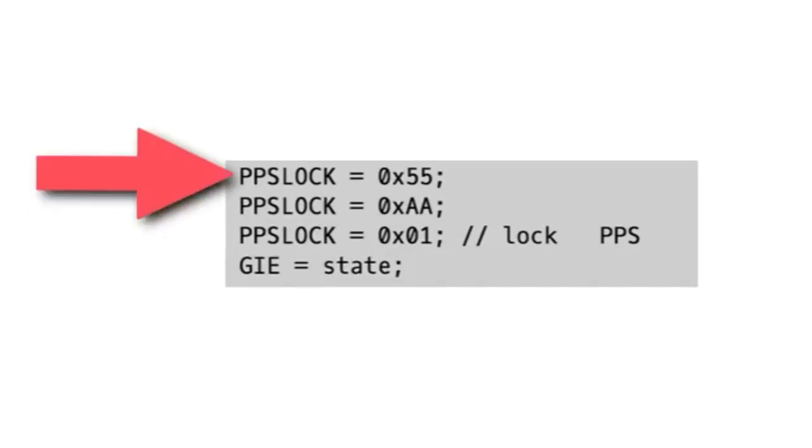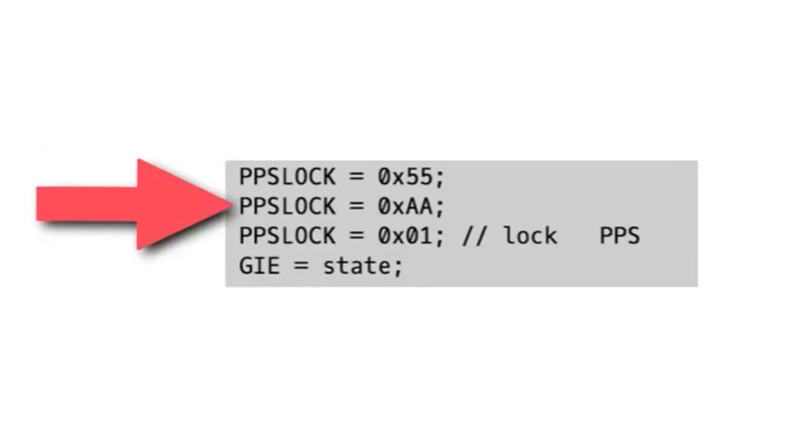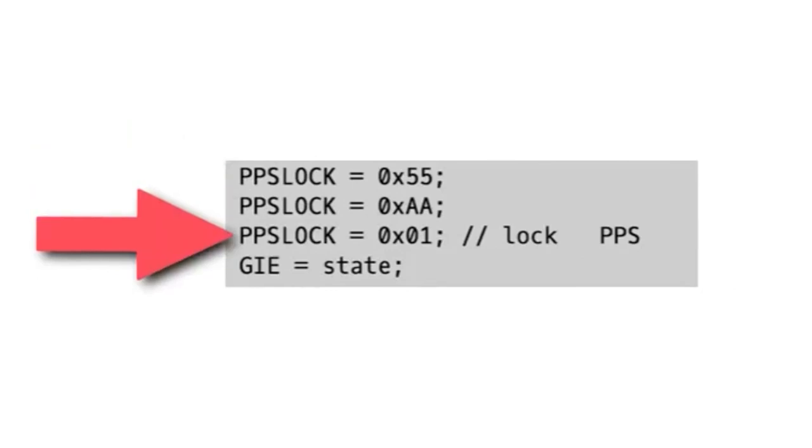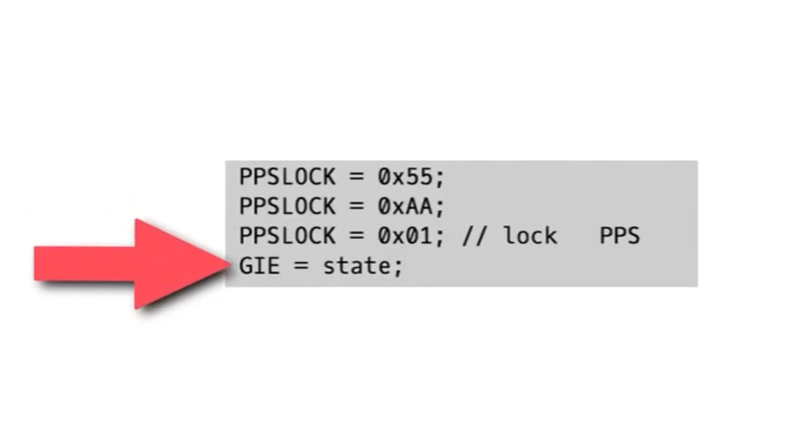A similar procedure is used to lock the PPS. First, a value of 55 hex is sent, followed by AA hex. And then a value of 1 is sent. This sets the PPS lock bit and locks the PPS peripheral. And then all interrupts are enabled.